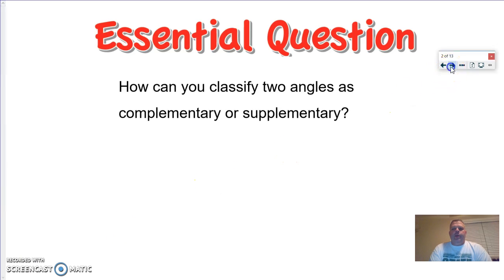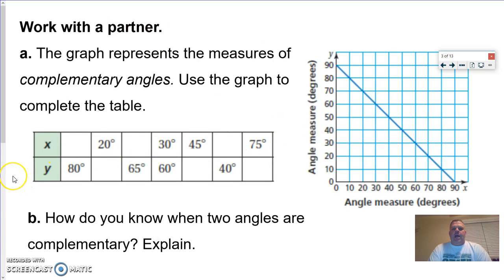So the first thing that I want you to do is look at this graph. This graph represents the measures of complementary angles. Use this graph right here to complete this table. And then see if you can figure out how you will know when two angles are complementary. Please pause the video, try to fill in this table, and come up with when you believe that two angles will be complementary.